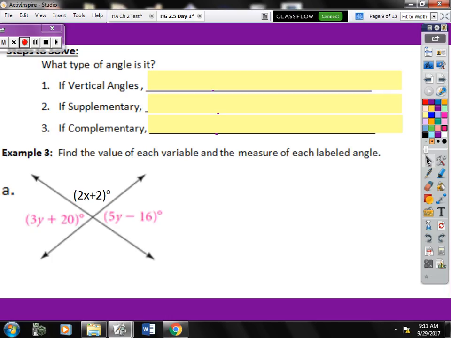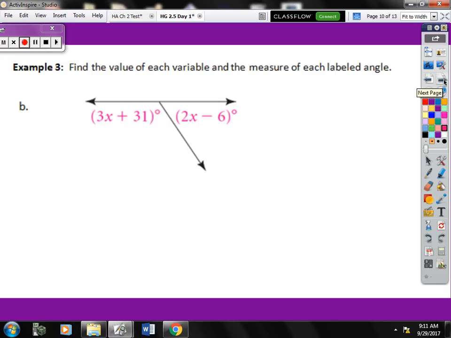If they're vertical angles, we know that those are congruent. Therefore, they are equal in measurement. So you will set the expressions equal and solve. If they are supplementary angles, what would you do to solve those? For example, this. These two angles are supplementary. What would you do? Yeah?